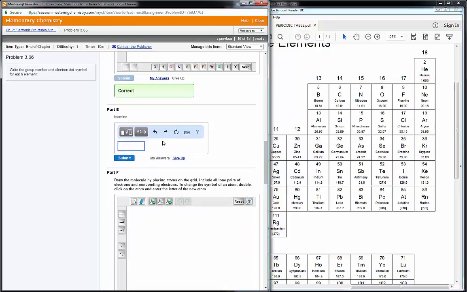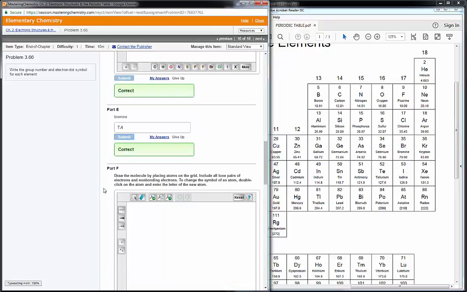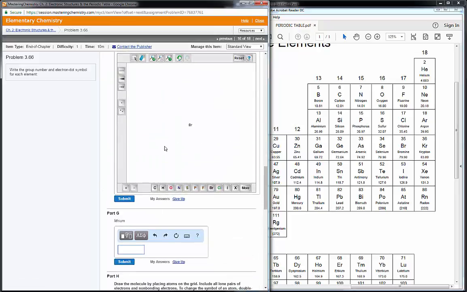Bromine is in, they're calling this group 7A. And with 7 electrons, 2, 4, 6, 7.